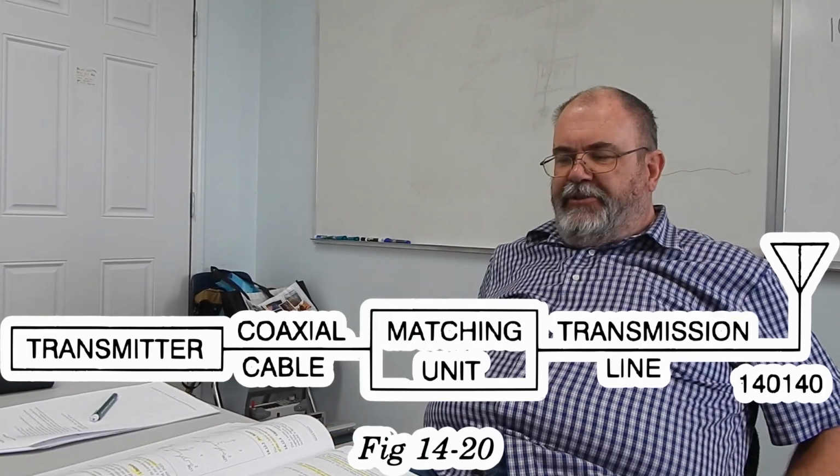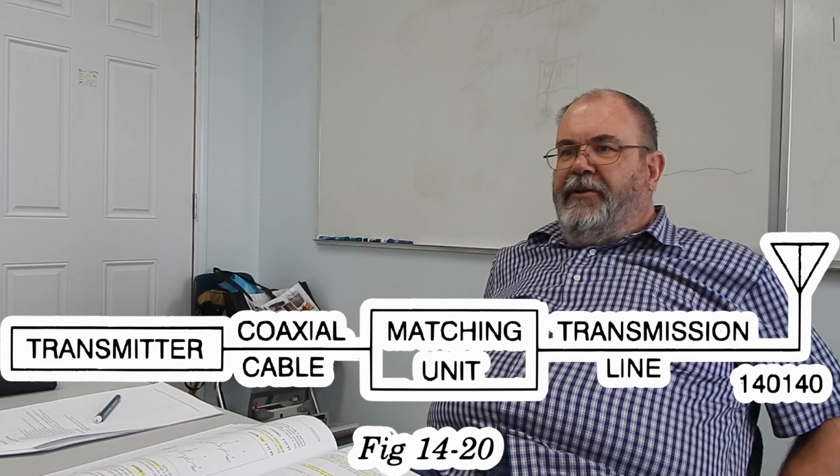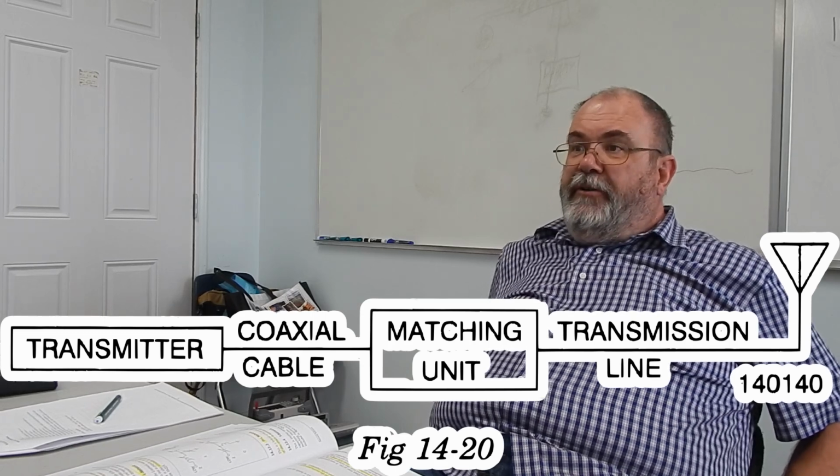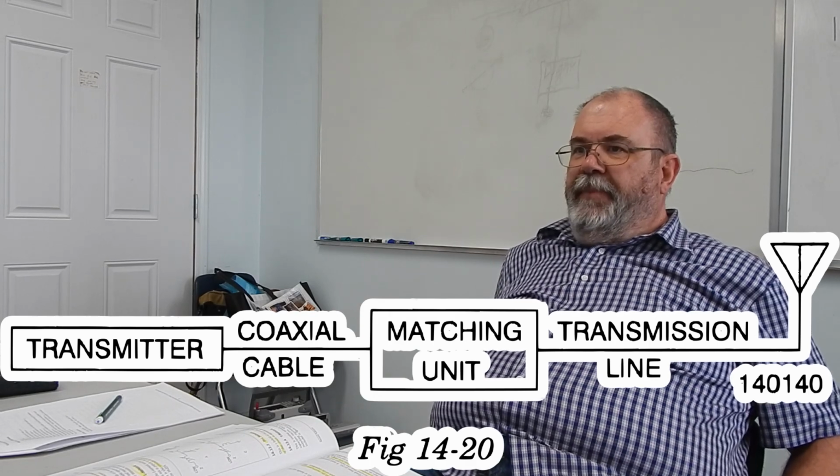We're going to flip over to page 14-22. And what we're going to do is put a magic tuning network in between our transmitter and our antenna that is basically going to fool our transmitter into thinking there's a perfect 50 ohm load out there. Okay.